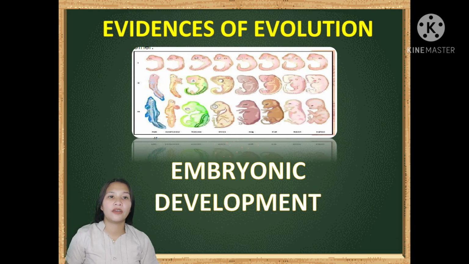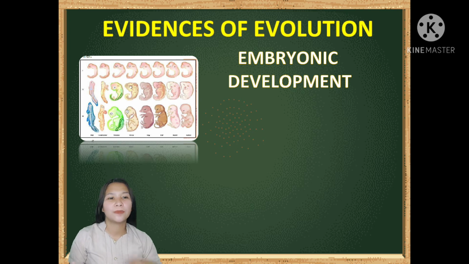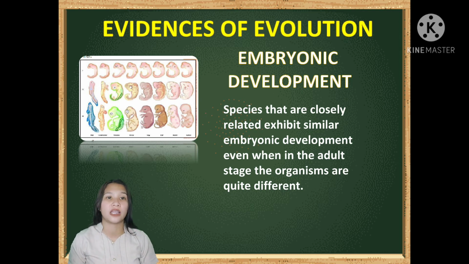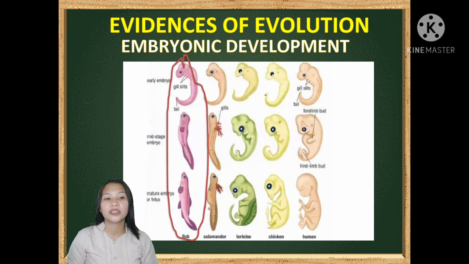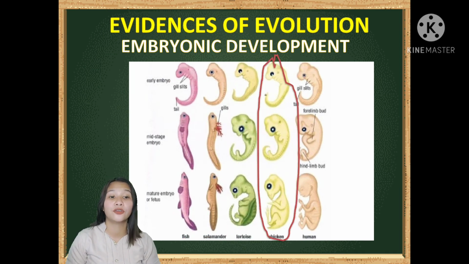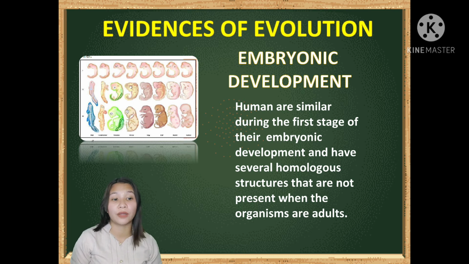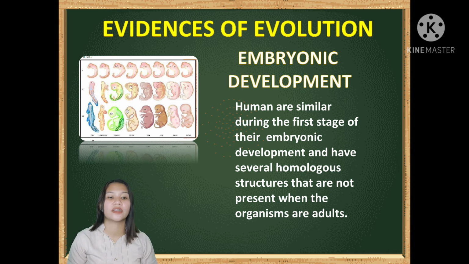Another evidence of evolution is the study of developing organisms, or the embryonic development. So species that are closely related exhibit similar embryonic development, even when in the adult stage the organisms are quite different. For example, the embryos of fish, salamander, tortoise, chicken, and human. This leads to the observation that the more similar the embryos are, the more they are related with each other. Humans are similar during the first stage of their embryonic development, and have several homologous structures that are not present when the organisms are adults.